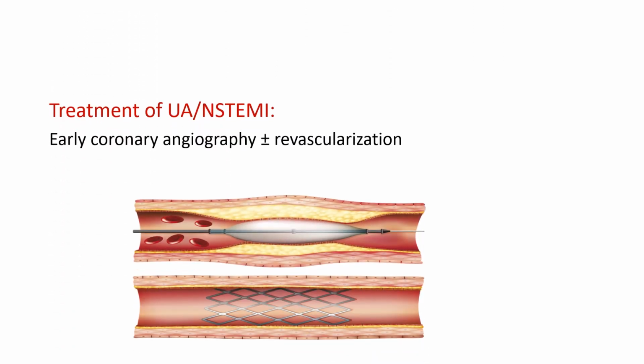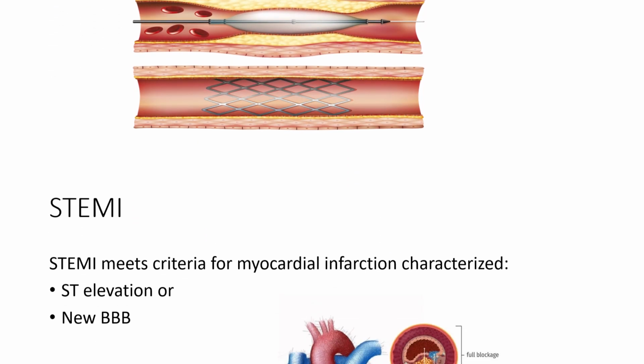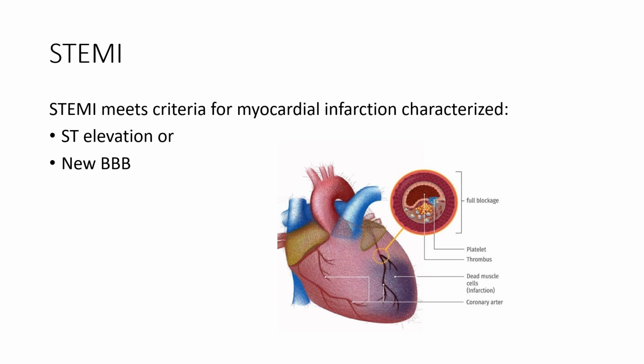In the case of unstable angina and non-ST segment elevated MI, early coronary angiography and revascularization, if possible, is recommended with high-risk indicators such as recurrent angina at rest despite intensive anti-ischemic therapy. ST segment elevated MI meets criteria for myocardial infarction, characterized by ST segment elevation or new bundle branch block.